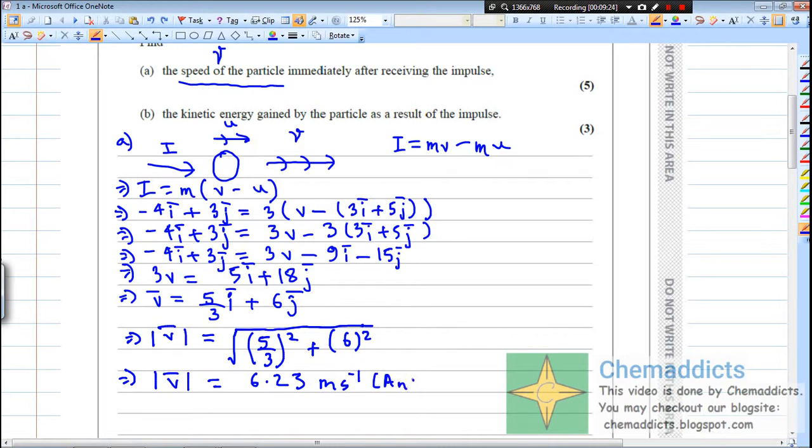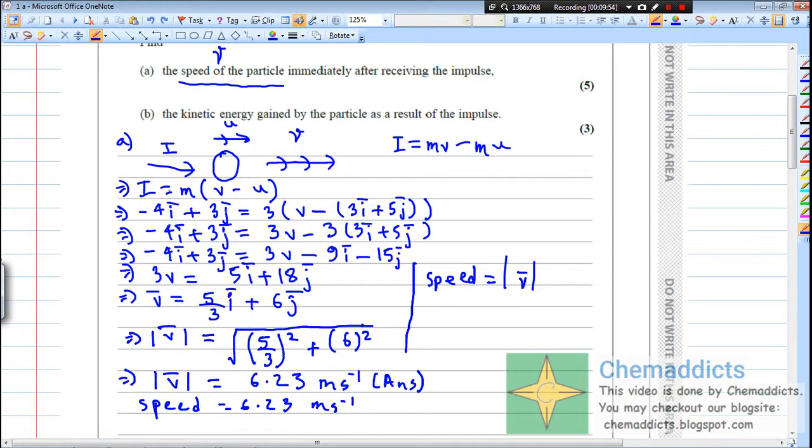Okay, so that's how we're gonna find the speed of the particle. Here, since the speed is equivalent to the magnitude of velocity, therefore the speed would be 6.23 meter per second. Okay, we have just basically used what we have used here.